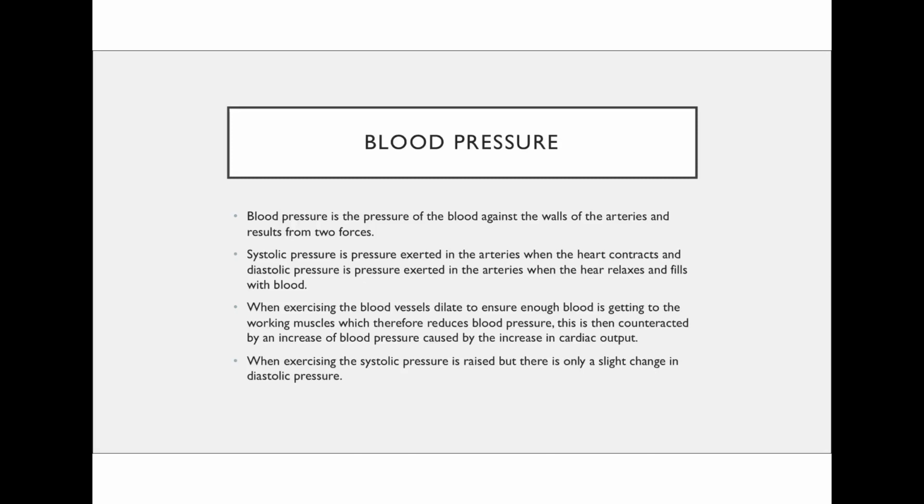When exercising, the blood vessels dilate to ensure enough blood is getting to the working muscles, which therefore reduces blood pressure. This is then counteracted by an increase of blood pressure caused by the increase in cardiac output. When exercising, the systolic pressure is raised, but there is only a slight change in diastolic pressure.